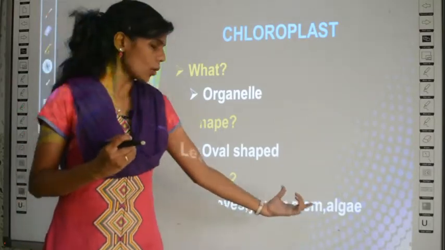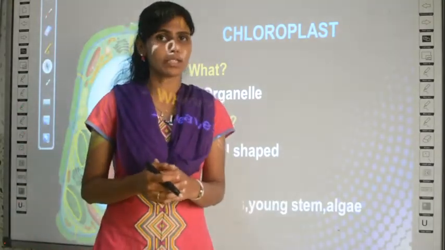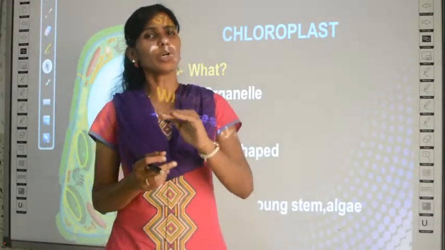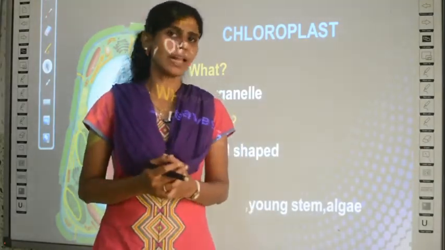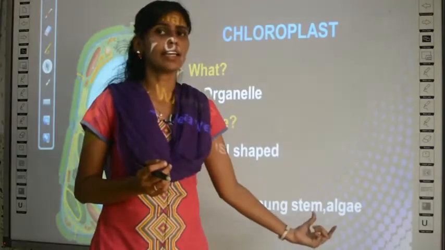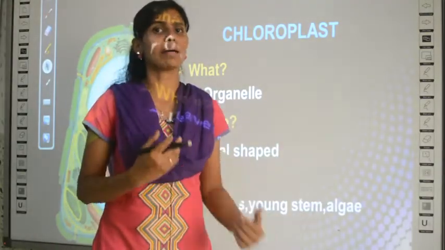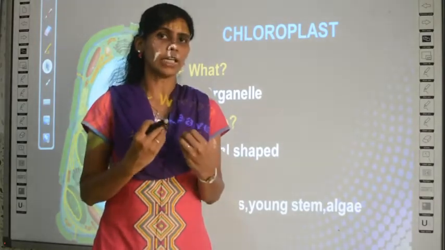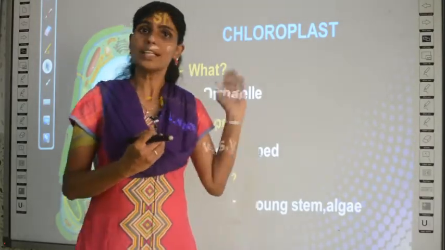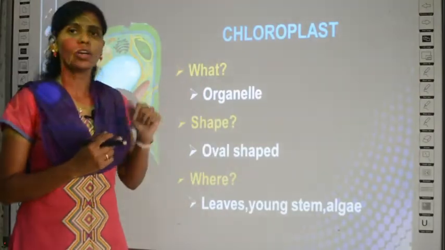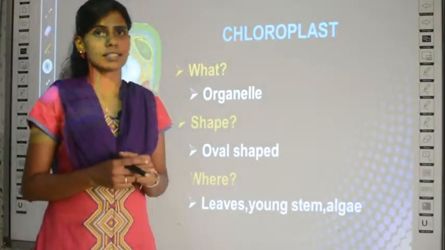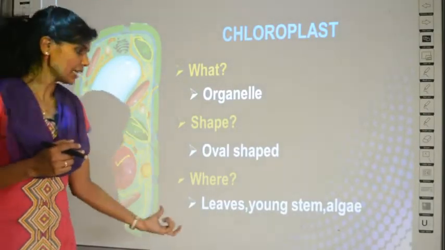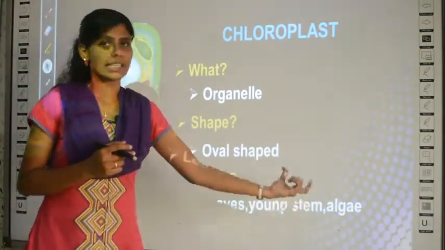And also in some microorganisms like algae. Algae is a lower kind of plant, a primitive plant you can say. So this algae you have studied, no? Spirogyra, Chlamydomonas are all algae. They are also green in color because of the presence of this organelle called chloroplast. Clear? So where can you find it? In leaves, in the young stems and in the algae.